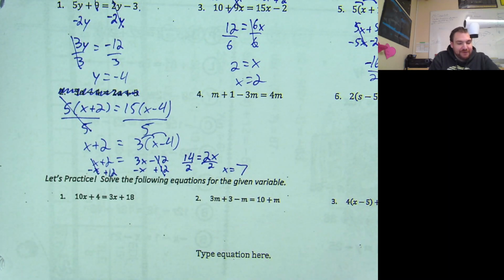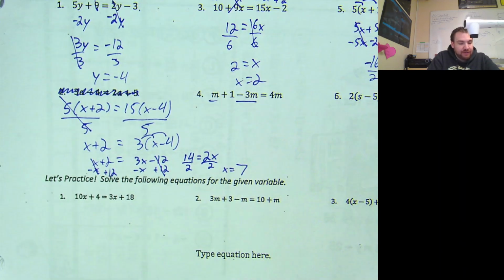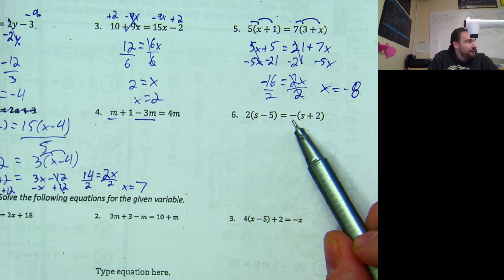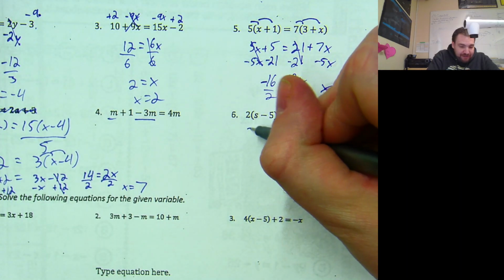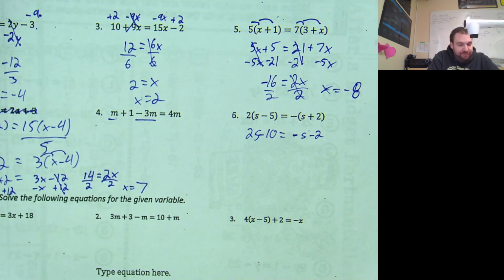I am not going to do examples 4 or 6. The only snag here is that you've got to group terms first in question number 4. And in number 6, the snag is that there's just a minus sign out front here. When I've got a minus sign out front of a set of brackets, what's that mean? It means what am I going to distribute? A negative 1. So this is going to become 2s minus 10 equals negative s minus 2. And then everything else is exactly the same.